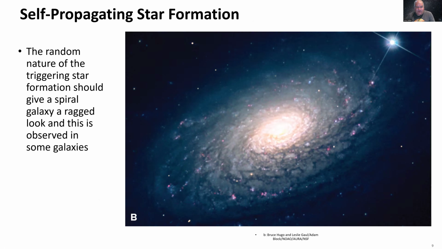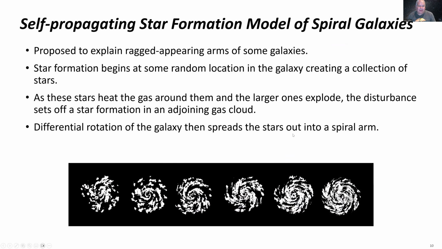Another model that's important is called the self-propagating star formation model. And it basically takes into account that this triggering of star formation is kind of random. And that should mean that the spiral arms are not perfectly straight, but should be kind of ragged looking. A lot of galaxies are like that.